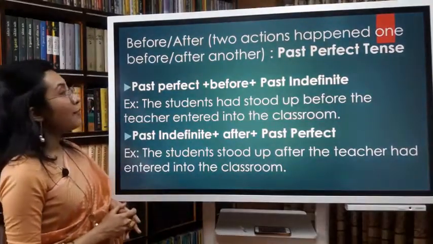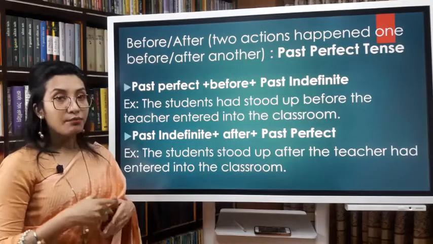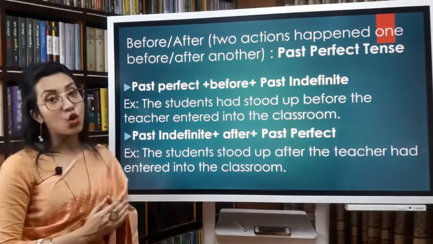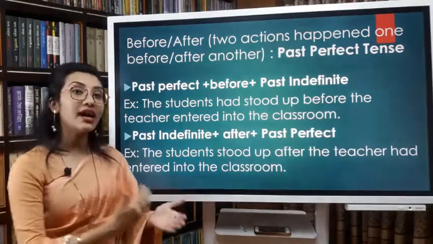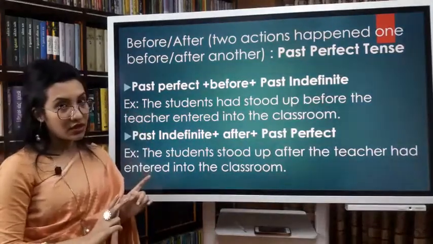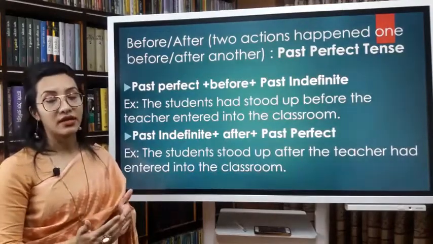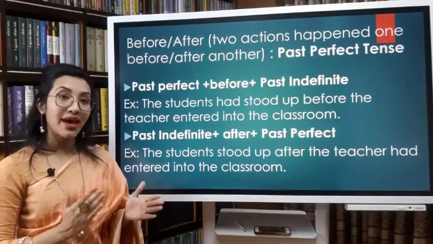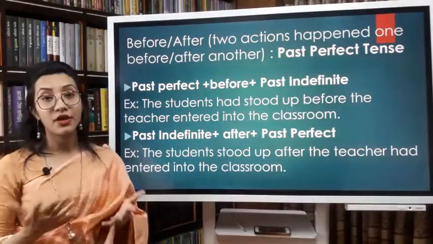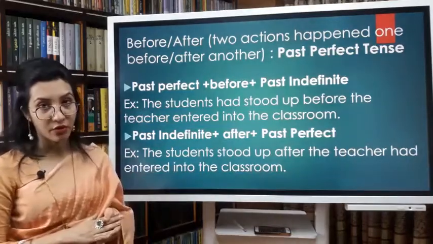Two actions happened, one before or after another. Before বা after দিয়ে যদি একটির পরে আরেকটি কাজ অথবা একটির আগে আরেকটি কাজ বোঝায়, that means there will be two actions here that is going to happen one after another or one before another. একটার আগে একটা অথবা একটার পরে আরেকটা কাজ যদি বোঝায়, in that case we are going to use past perfect tense. But here there's another structure that we have to follow.